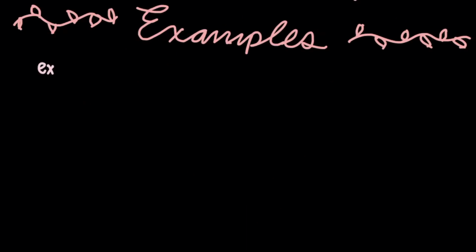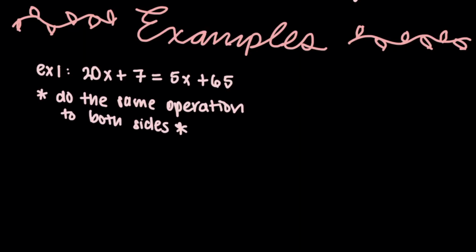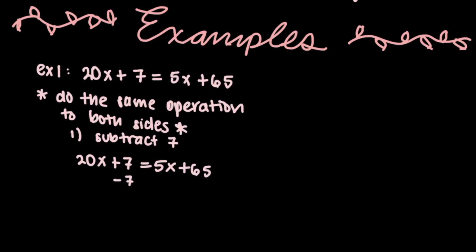The first one that we will try to solve is 20x plus 7 equals 5x plus 65. One thing to remember when you solve an equation is to do the same operation to both sides of the equation. So, the first thing that we will do is to subtract 7 from both sides. So now we can rewrite the expression as 20x plus 7 minus 7 equals 5x plus 65 minus 7. Now it can be rewritten in a simpler manner as 20x equals 5x plus 58.